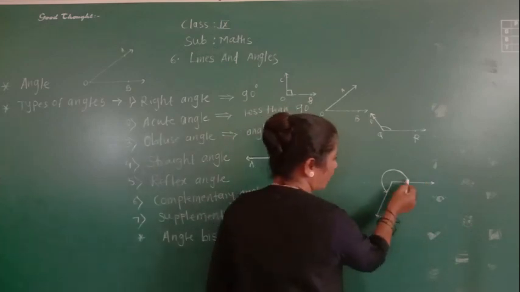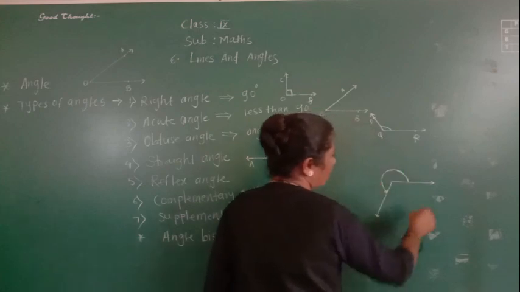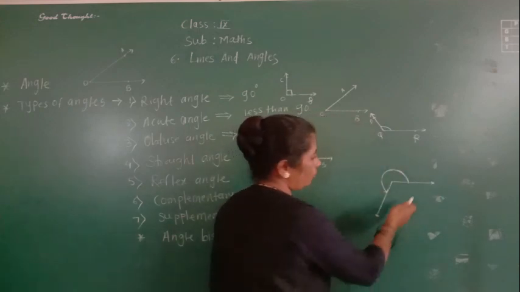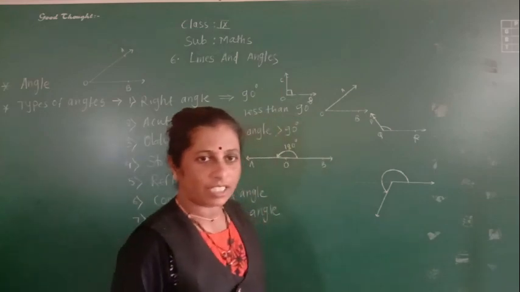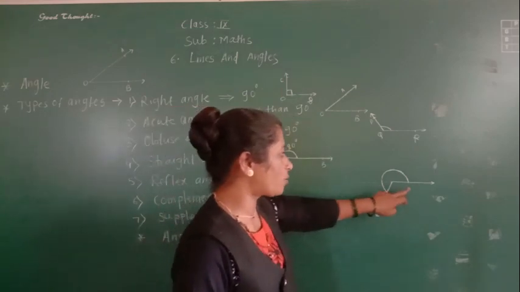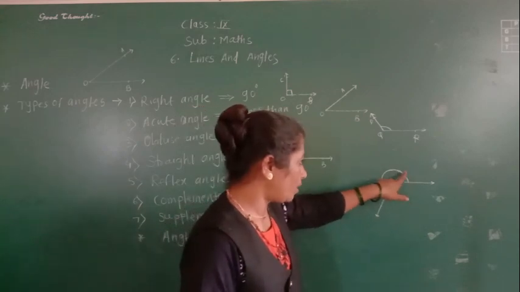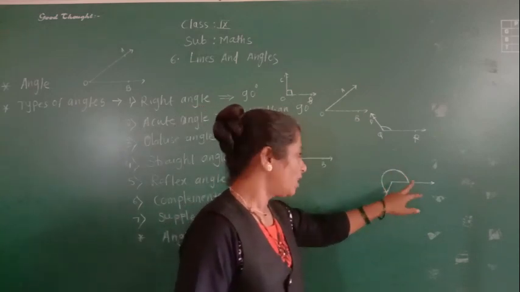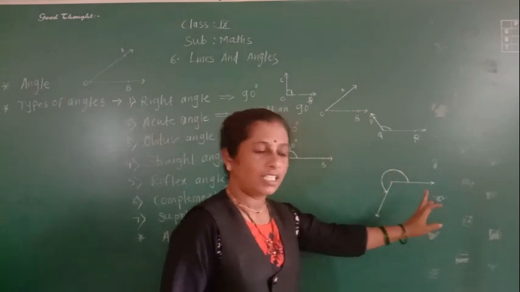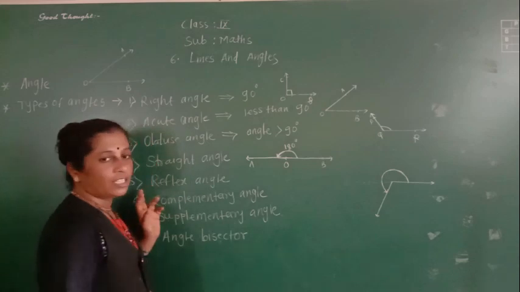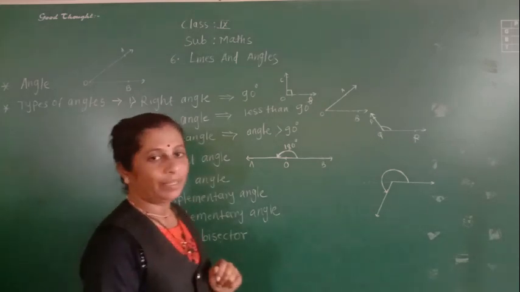When it completes the revolution about this and comes back here, then it completely covers the angle. That will be a complete angle, meaning 360 degrees, right? But here it is not completed. So it makes the rotation from this 180 to the downside, meaning the angle measures greater than 180 but less than 360. Such an angle is called a reflex angle. Understood?